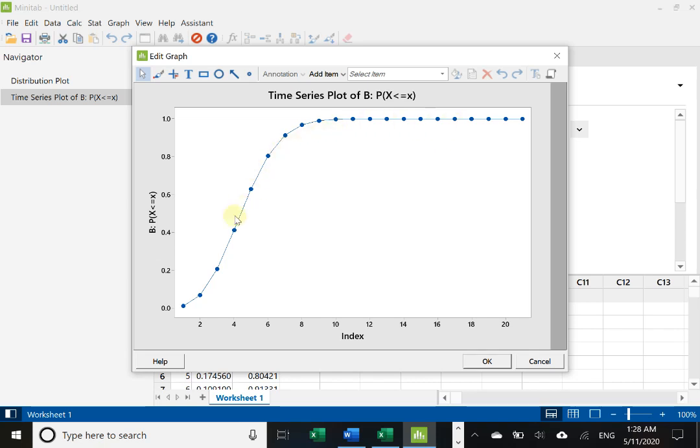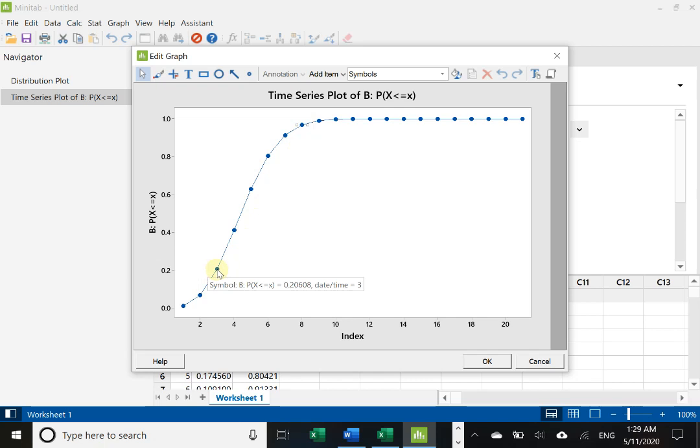Okay. And here it is. So that's what the cumulative distribution function is. And you can use this in different ways also. So if you hold the mouse over these dots, it gives you the cumulative distribution at that point. So probability of x less than or equal to 5 here is going to be 0.63. At this point, probability less than or equal to 8. The number on the far right is 8. That's going to be about 97%.